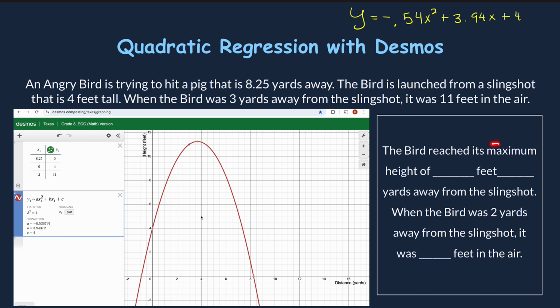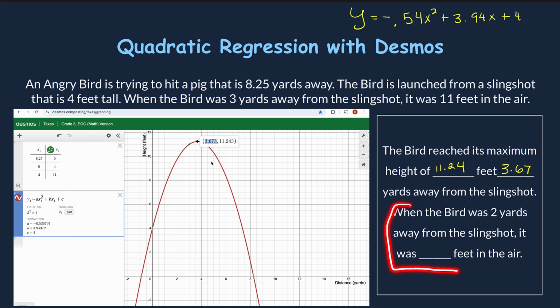The first one is asking for the maximum height. Because we're measuring in feet, I can click on the vertex. Height is my y-axis, so my height is 11.24, rounded to 2 decimal places. And how far away from the slingshot does it occur? Well, that's my x value, which is 3.67 yards away from the slingshot.